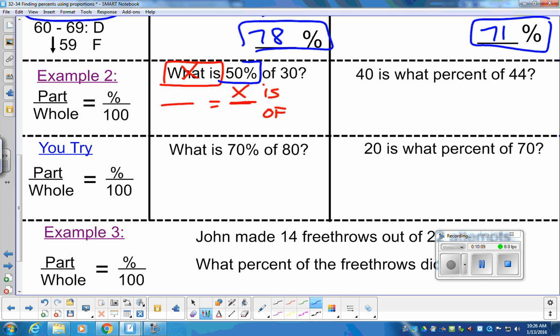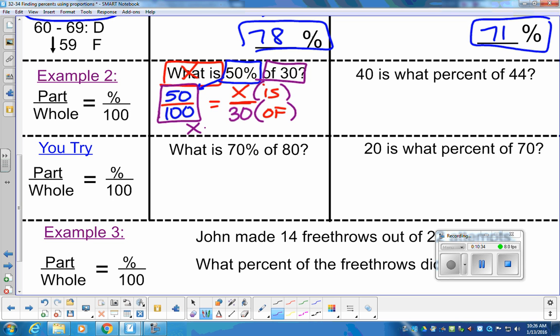50% really means 50 over 100. 50%, that's the definition. It's out of 100. And the value by the "of" is 30. So I have everything in the proper place. I have my 50% here, this is my "is," this is my "of."